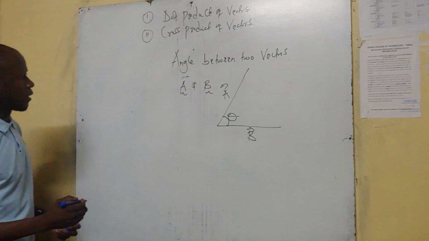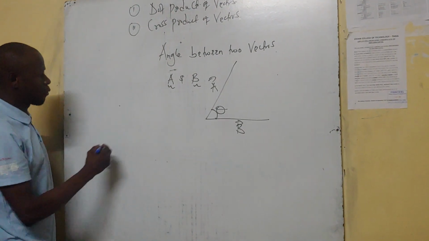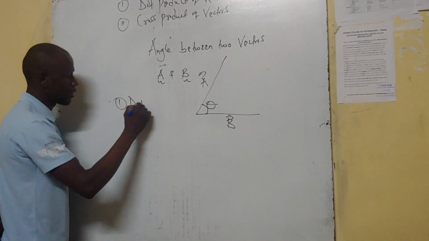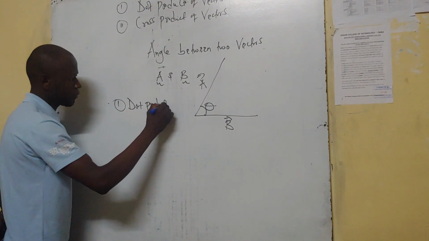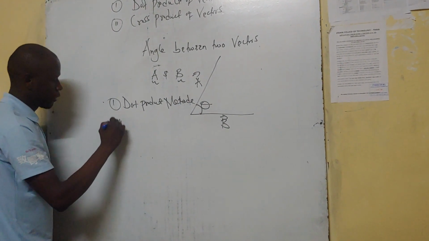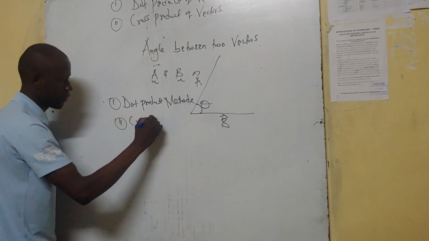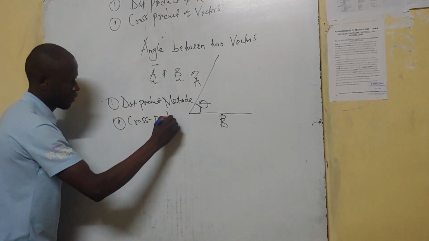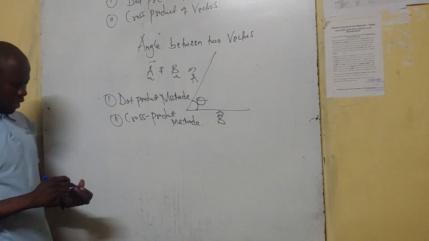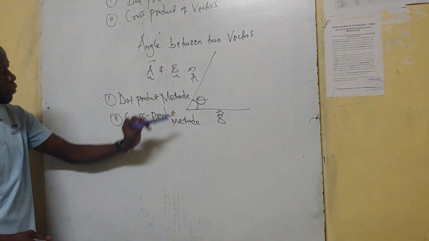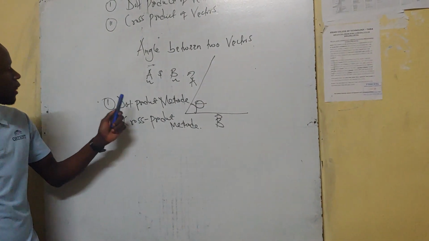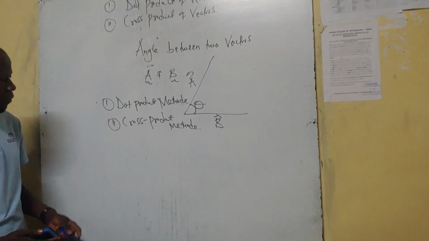And we can see that for us to find the angle between these two vectors, we can use two methods. We can use what we call the dot product method. And number two, we can use the cross product method. So those two methods can be used in finding the angle between these two vectors A and B.